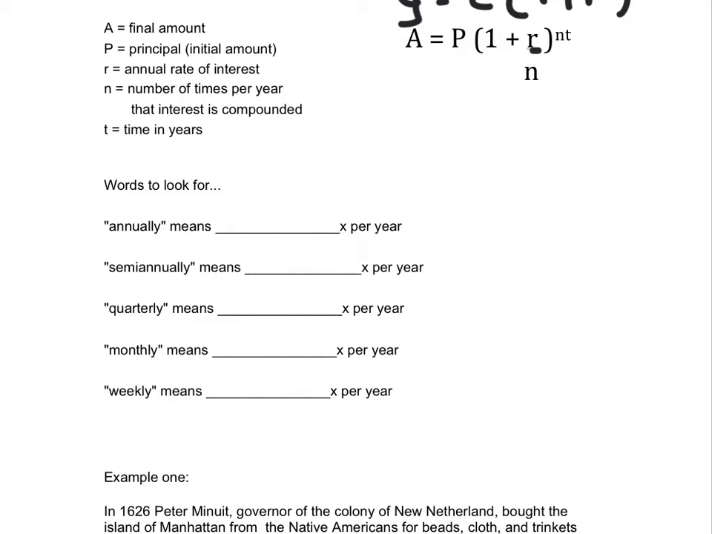So let's look at some of these words that you need to know. Annually means just once. Semi-annually means 2 times per year. Quarterly, 4 times. Monthly, 12. And then weekly, 52. So these are the ones that you guys are going to have to recognize as you're going through and reading these particular word problems.